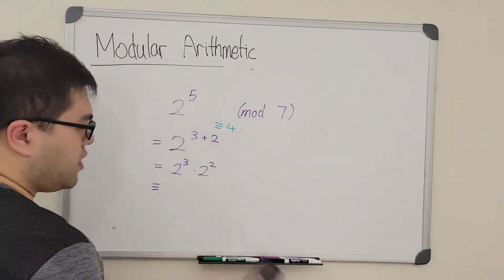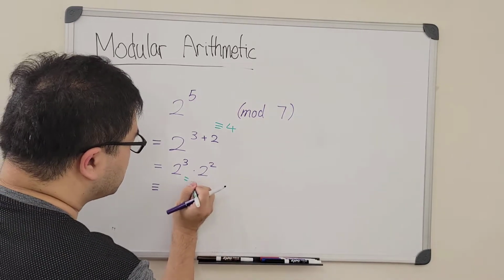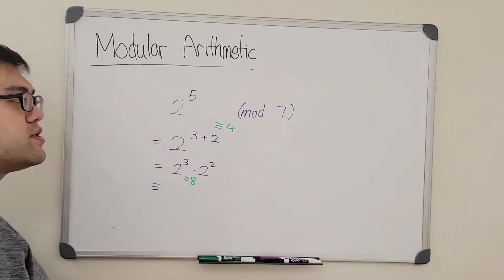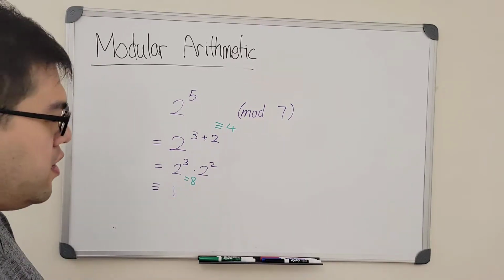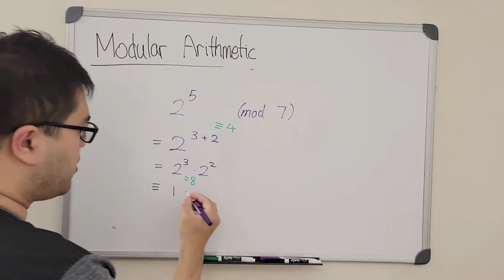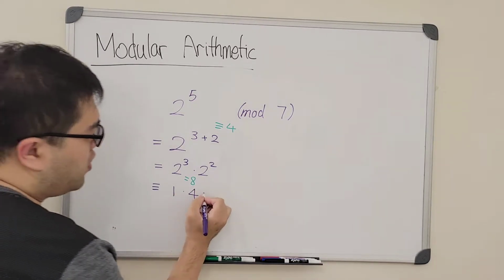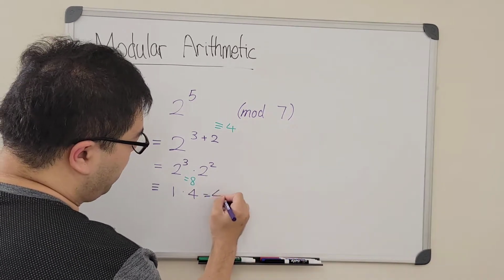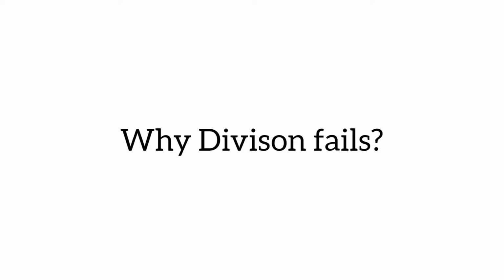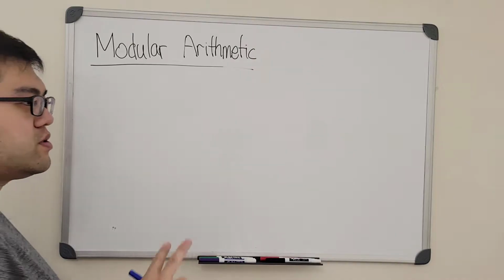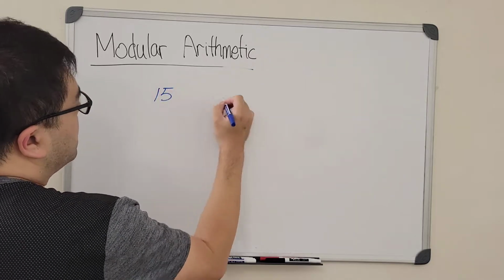So 2 to the third power is 8, and 8 is bigger than 7. So let's reduce it. 8 divided by 7 is 1 remainder 1. So the first term can be reduced down to just 1. And then the second term is 2 squared, which is clearly 4. So we're going to multiply by the second term, 4. Then we can now take a product to get 4, which actually matches with our first answer here. Great.